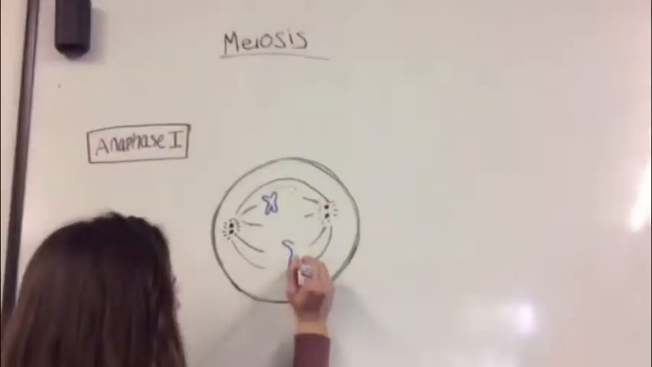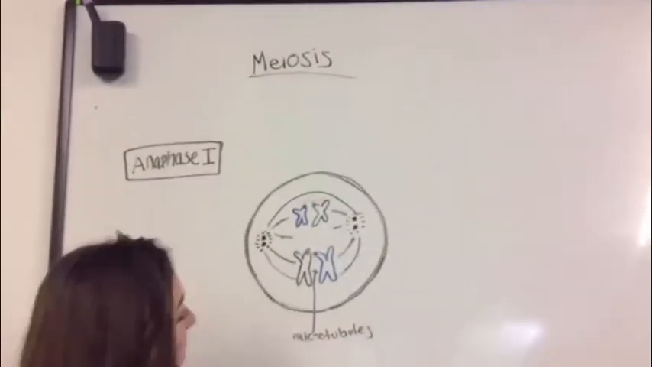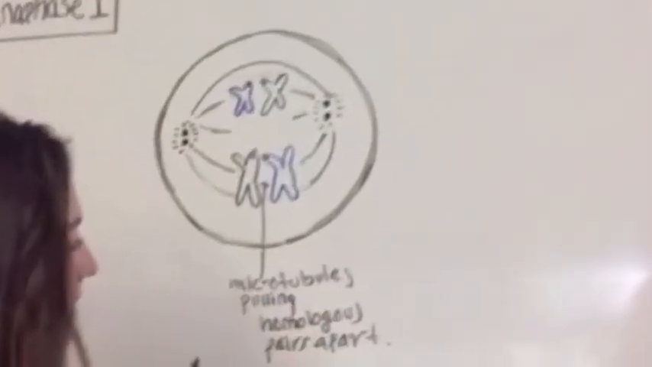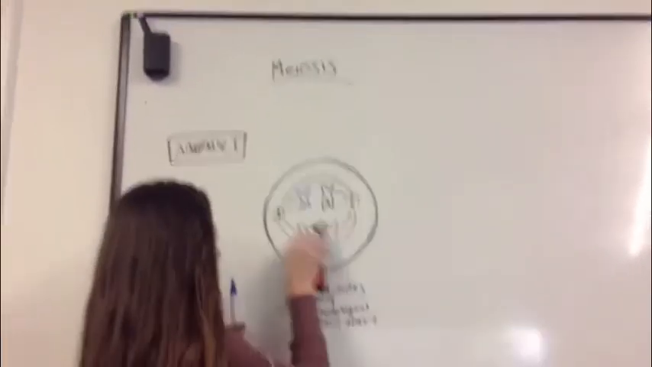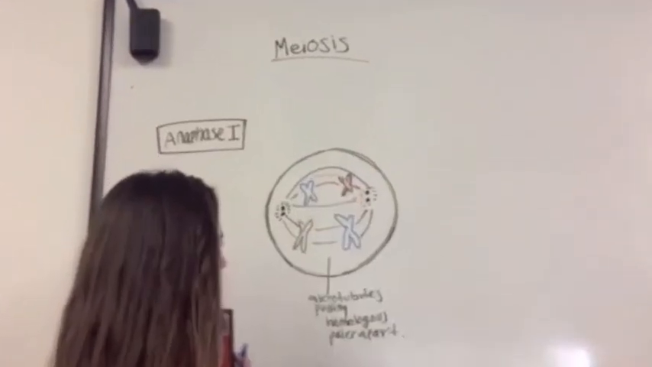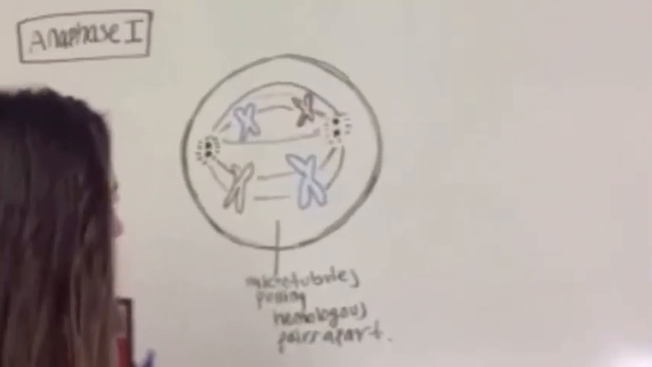Next, in anaphase 1 of meiosis, the microtubules that are attached to the homologous pairs contract, pulling the one homologue away from the other towards opposite poles of the cell, while those that are not attached expand, lengthening the entire cell.